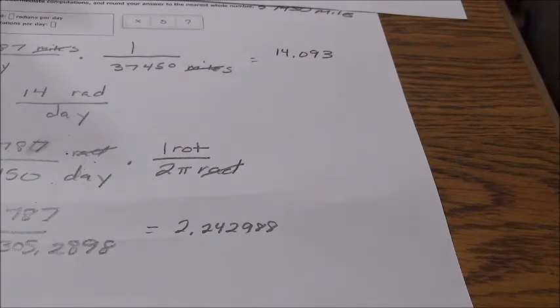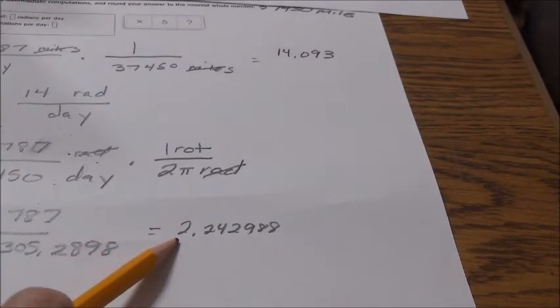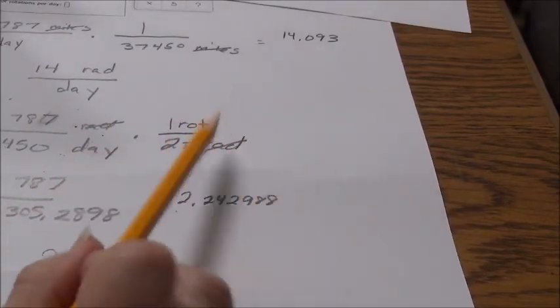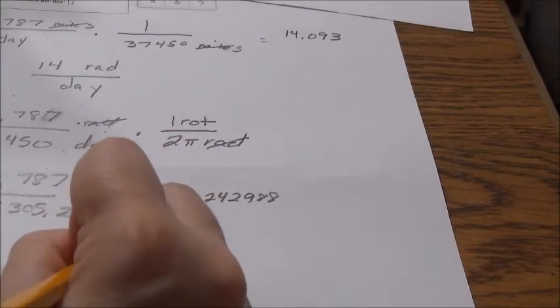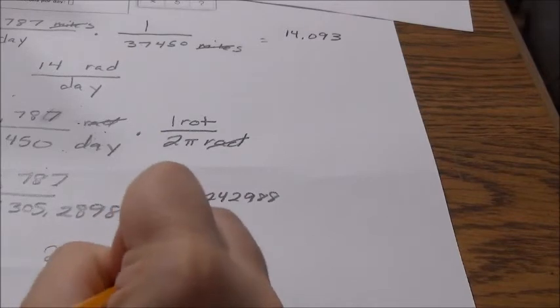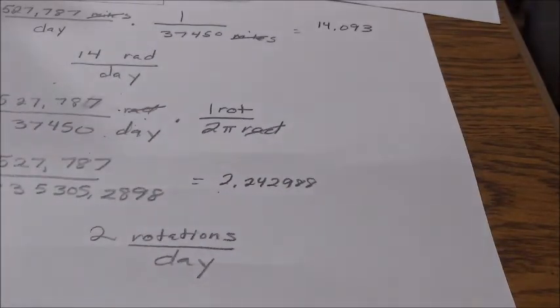2.242988, and so forth and so on. You really don't have to carry it that far because you're going to round that to the nearest whole number. So when I round that off, I'm going to round it off to 2. So 2, and that would be in rotations per day, which is what we wanted. And so our part B answer is 2 rotations per day.